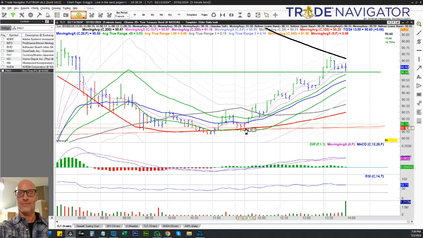A V1 or a V2 consists of 3 bars, bar 1, bar 2, bar 3. Bar 2 goes under the low of bar 1, and bar 3 closes over the close of bar 1. Do that again. Bar 1, 2, 3. Bar 2 goes below bar 1's low, bar 3 closes above bar 1's close. And the point here is that when this V2 triggered, it's called a higher low V2 because this low here is higher than this low.